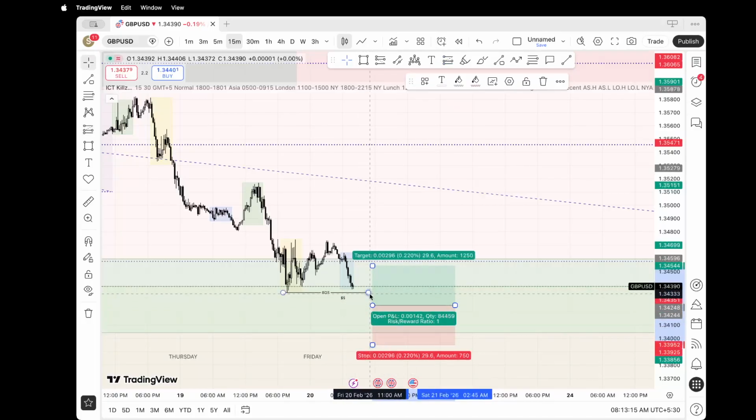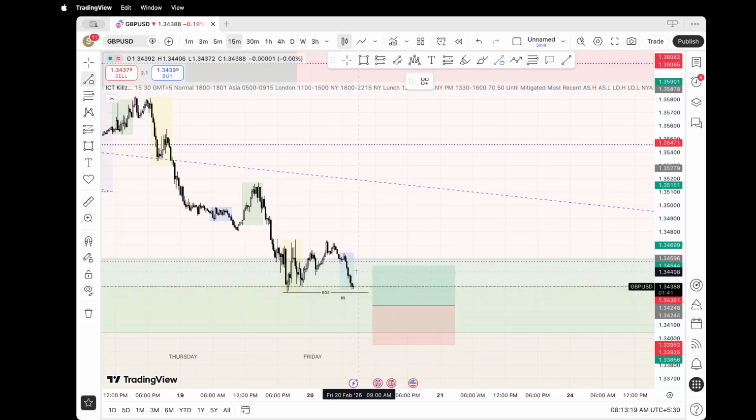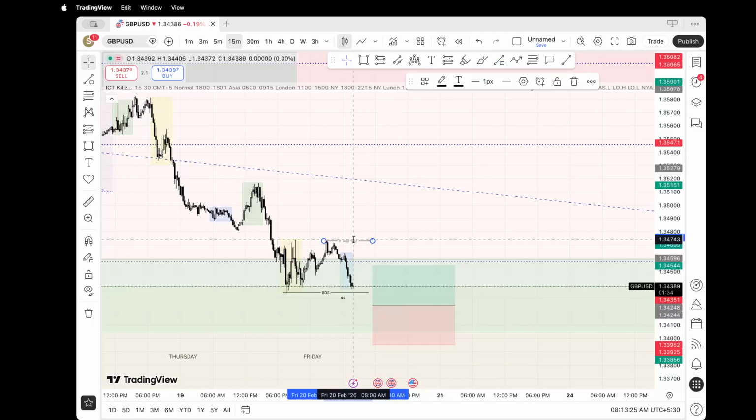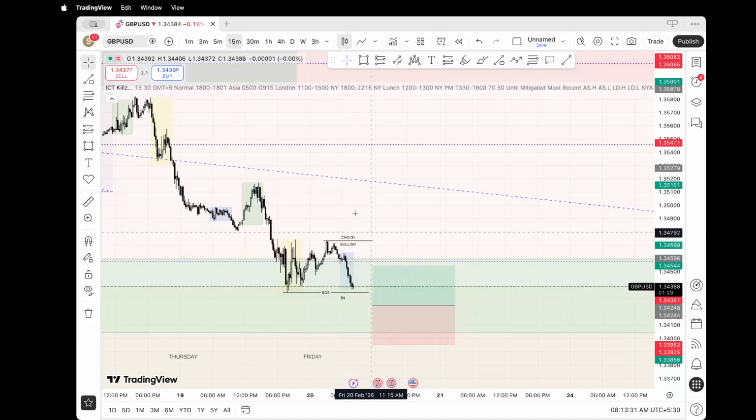So this is again wrong. There is no confirmation there, right? The ideal scenario would be if once it breaks here, it comes above and gives a bullish CHOCH. It will make a new order block at 1 hour time frame.